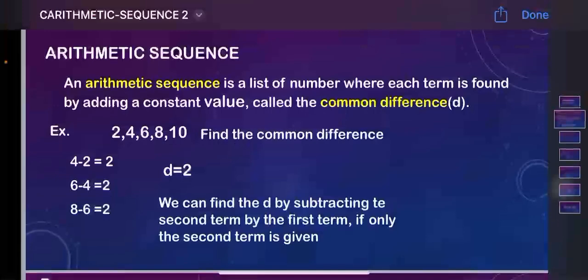But for us to have strong evidence that 2 really is the common difference, we also have to subtract 6 minus 4. So 6 minus 4 is 2, and 8 minus 6 equals 2, meaning our common difference for this arithmetic sequence is 2.